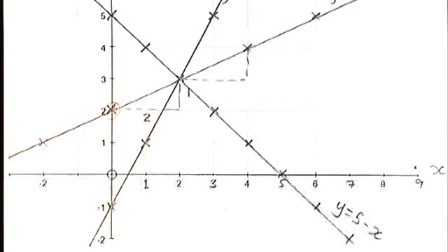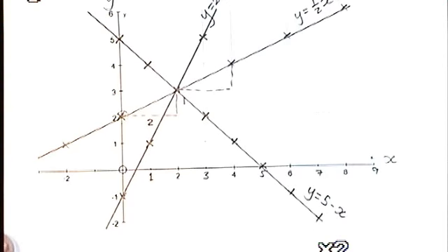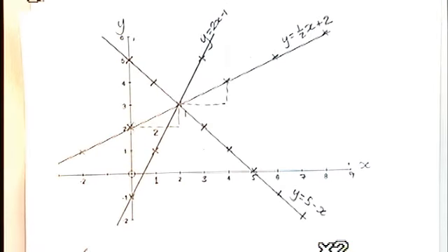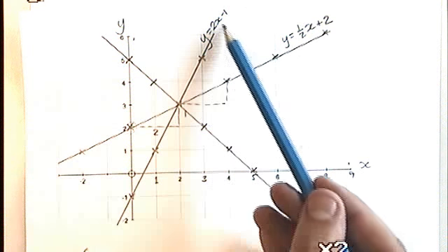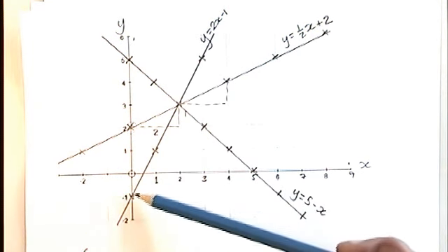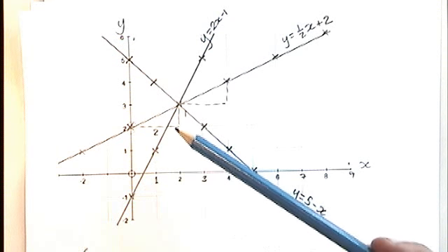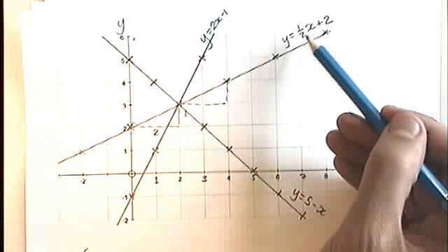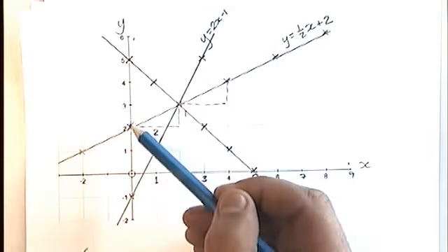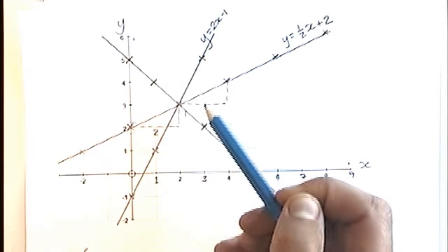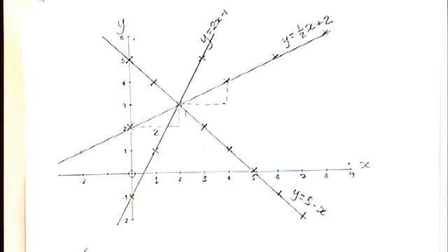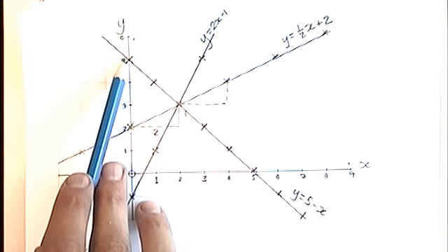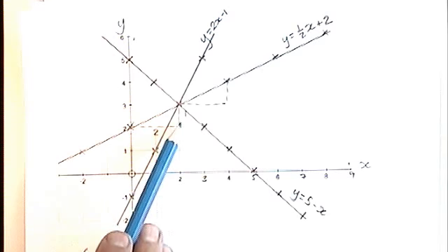Now that should be fairly straightforward if you understand your gradients and your intercepts. If we just recap all of them, 2x minus 1 passed through minus 1 and had a gradient of 2. Half x plus 2 passed through plus 2 and went up by half a unit for every unit along. And y equals 5 minus x started at 5 and went down by 1 unit because it was minus 1x.